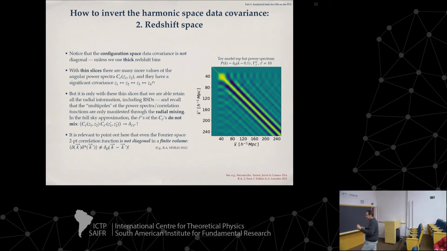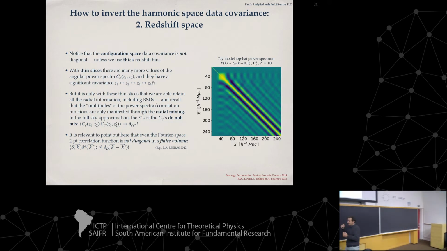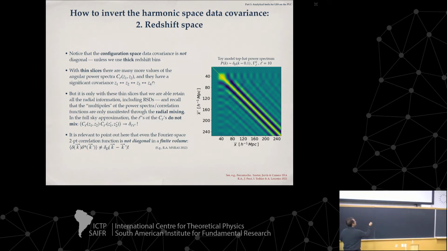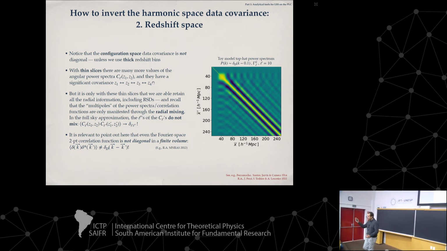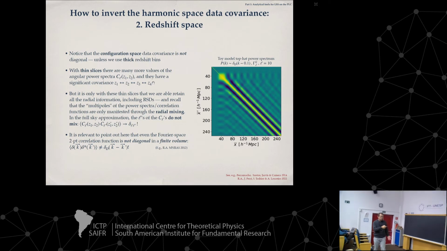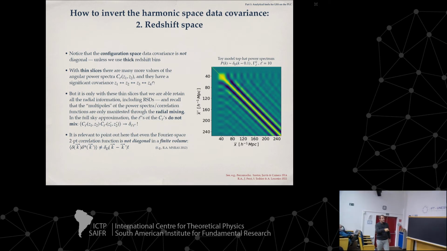Remember that the correlation function gives you, so you can think of this. Imagine that what you want to do as somebody who is trying to connect theory with observations is that you want to map out each point of this matrix here. So if you have 100 redshift slices, this is 10 to the 4 divided by 2 points that you need to map out.